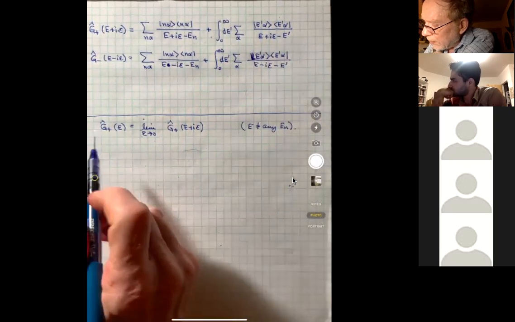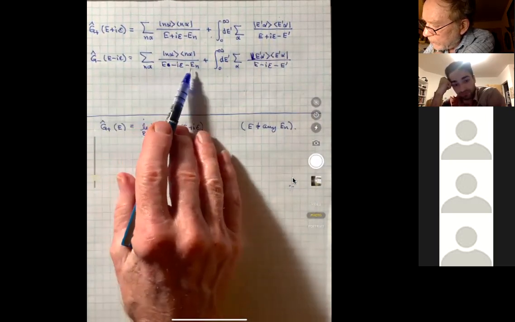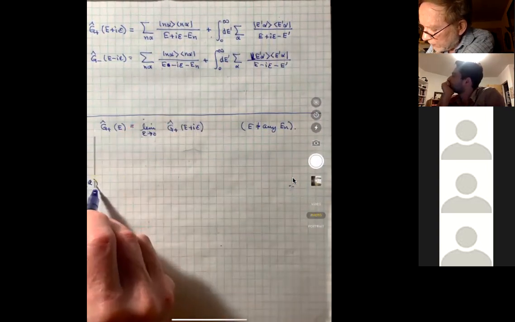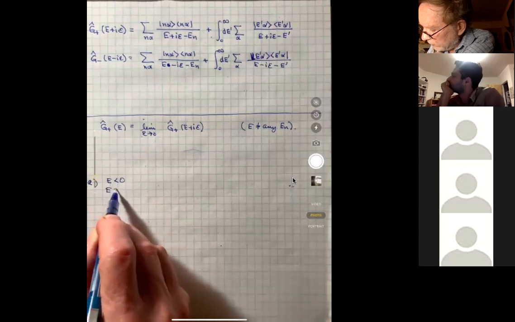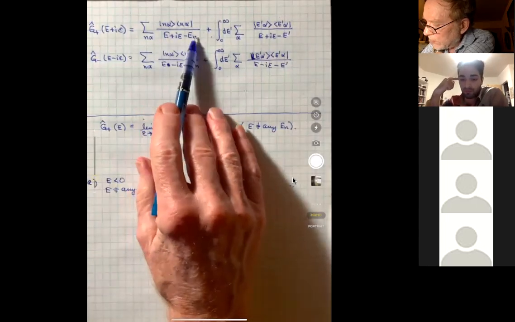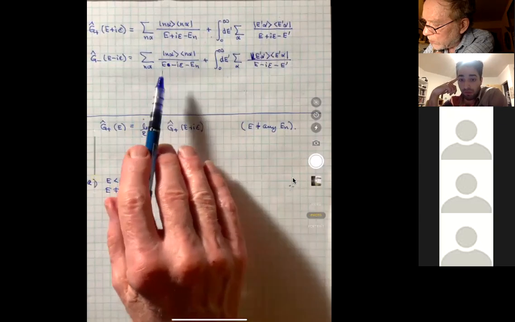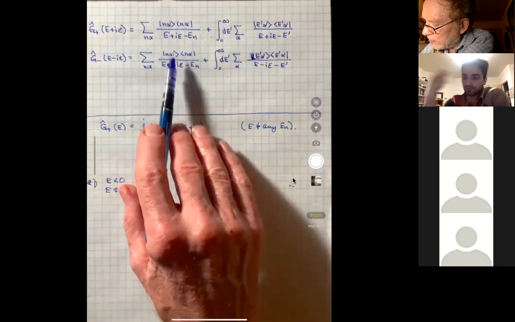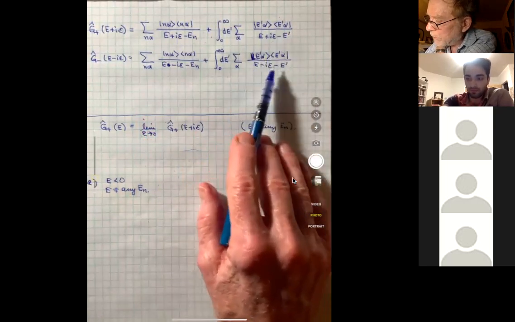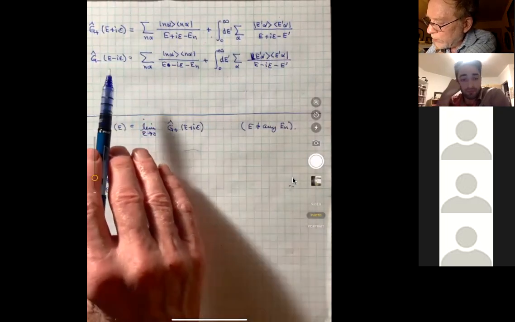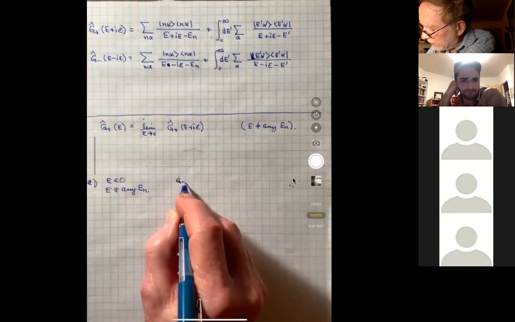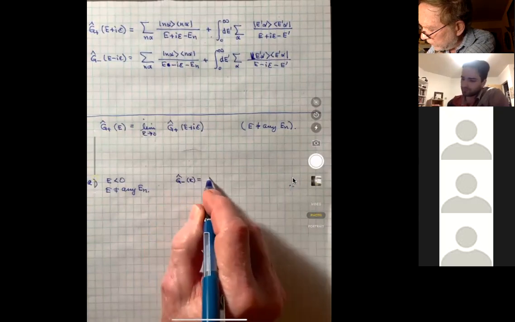So if you think about case A, where e is negative, and e is not equal to any discrete eigenvalue en, then the e minus en is never equal to 0, and just letting epsilon approach 0 is equivalent to just setting epsilon equal to 0. Likewise, in the positive energy term, the e minus e prime is never 0. So what that shows you is that the limit in case A of g plus and g minus is the same. G minus of e is actually equal to g plus of e.